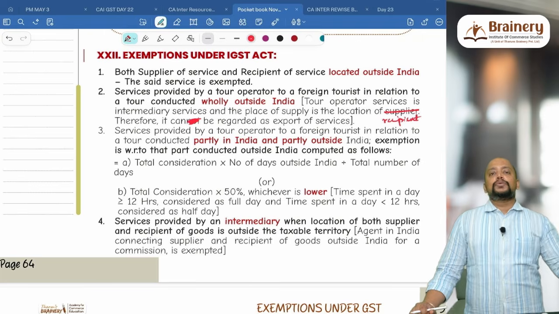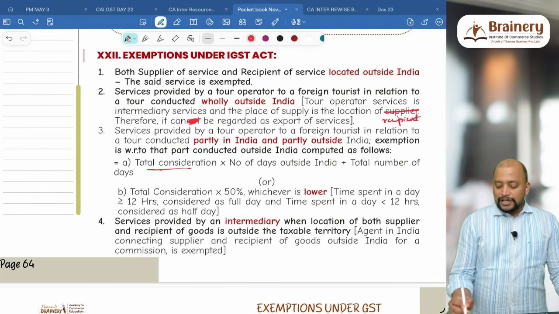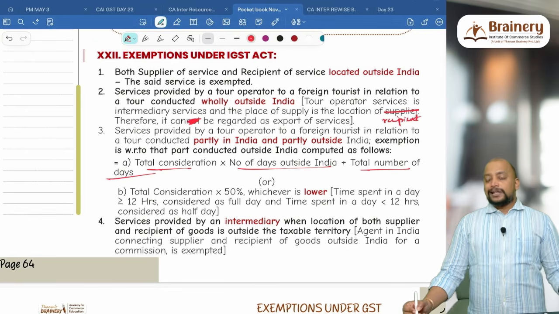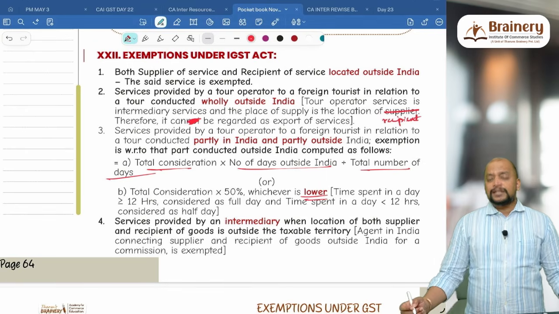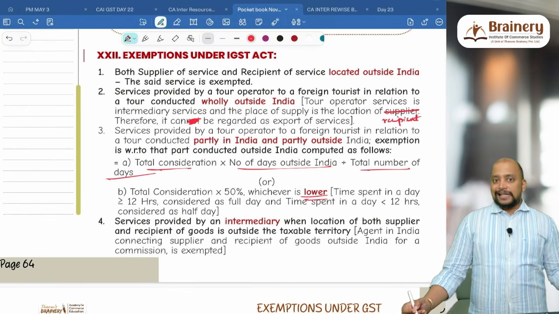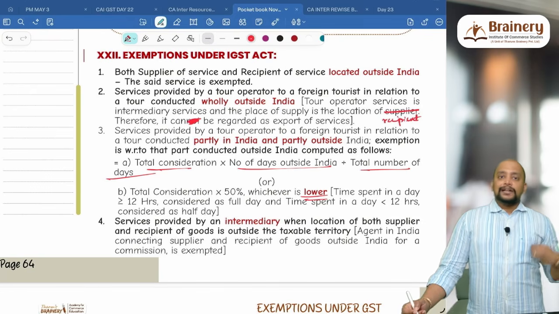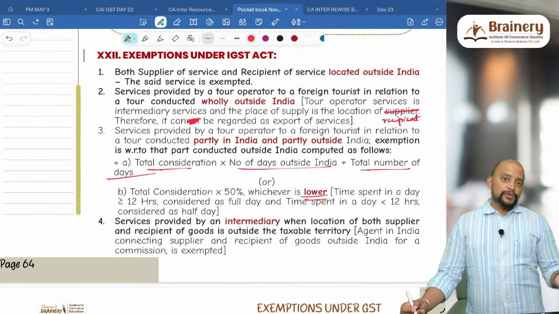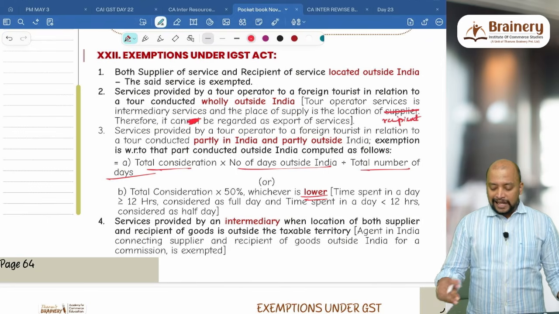Proportionately it is exempted. To what extent? Total consideration into number of days tour outside India divided by total number of days, or total consideration into 50%, whichever is lower. That should be taken as exemption. And here if the time spent is greater than or equal to 12 hours, you should take it as a full day. Less than 12 hours should be taken as half a day.